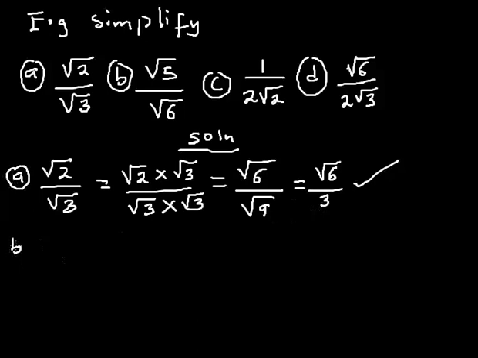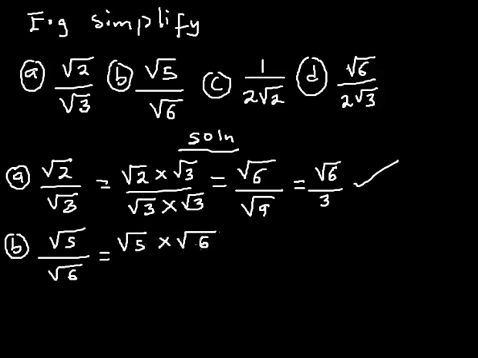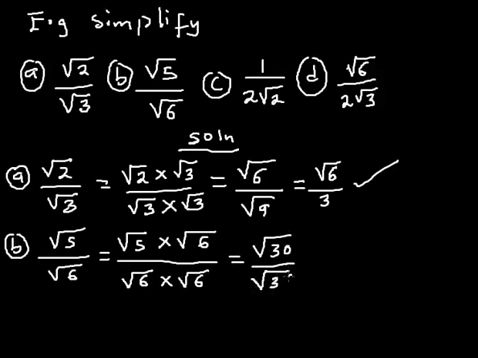Okay, then b. Square root of 5 all over the square root of 6. So this is going to be equal to the square root of 5 times the square root of 6 divided by the square root of 6 times the square root of 6. Square root of 5 times square root of 6 is the square root of 30. Square root of 6 times square root of 6 is square root of 36. And you know 36 is a perfect square. The square root of 36 is actually 6.